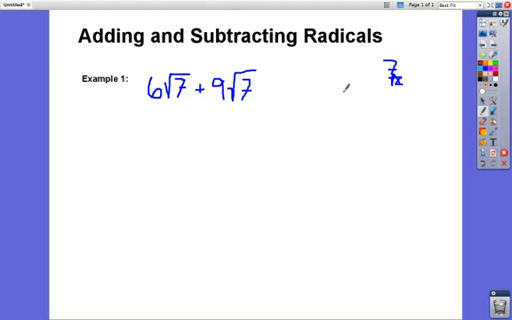So when we're adding, it's a lot like taking 6x plus 9x. Okay, if we were going to add 6x plus 9x, we would get 15x. So it's the same idea here. We would only add these two numbers here, so 6 plus 9, which is 15. And just like with this x here, you don't change it. So we're not going to change the square root. So we're just going to get 15 square root of 7. And that is our answer.